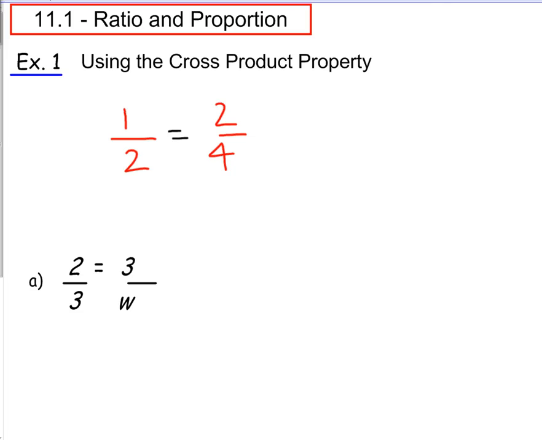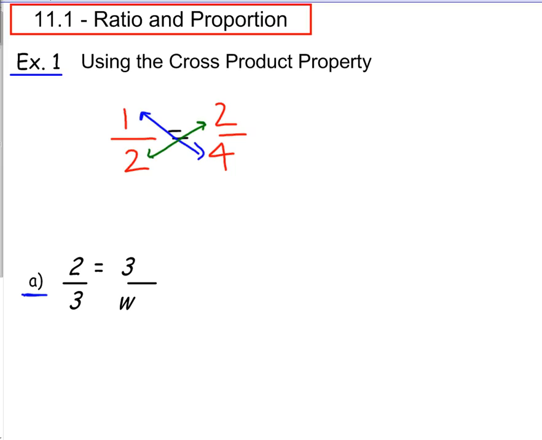Now when we're solving ratio and proportion problems, we're going to end up with something like part A. Part A says 2 over 3 is equal to 3 over W. In order to solve this, we need to use what is called the cross product property. So let's look back up at our above example. The cross product property tells us that we can multiply diagonally like this. We multiply 4 and 1, and we can multiply 2 and 2.